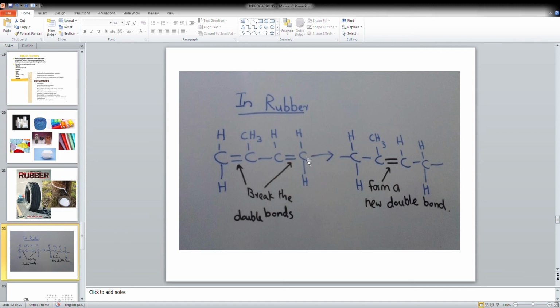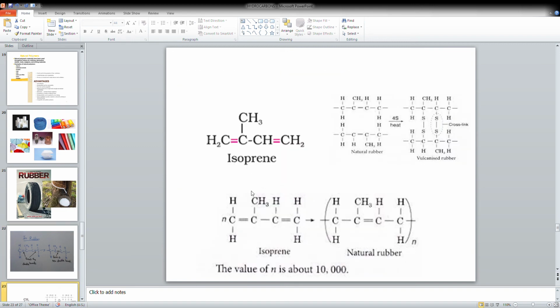Here, how do they form a polymer, or what is the polymerization process? How does it happen? During the polymerization process, the first step here, we can see breaking of these 2 double bonds, and they form a new bond in between these 2 carbons. That's a new double bond here. So this is the repeating unit here in the rubber. So next one, you can see this is the isoprene structure we discussed.